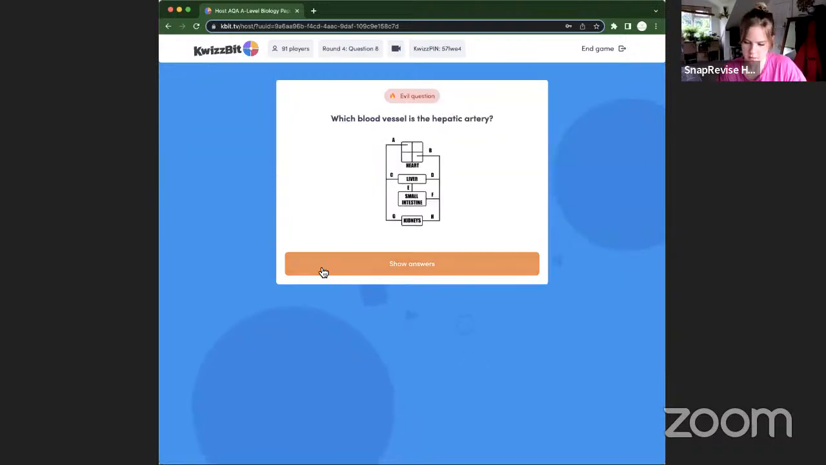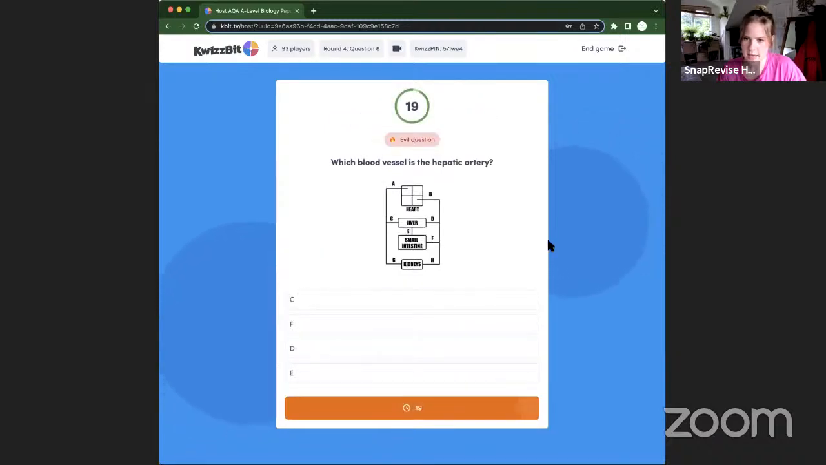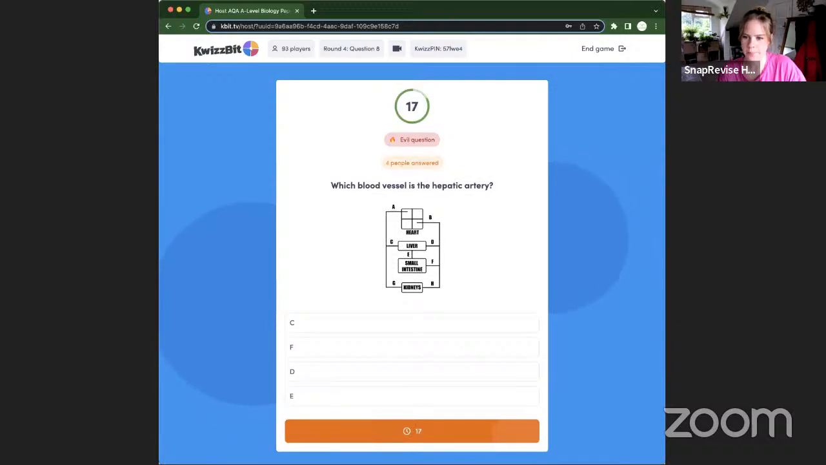Next question. Okay, have a look at this image. Which blood vessel is the hepatic artery?